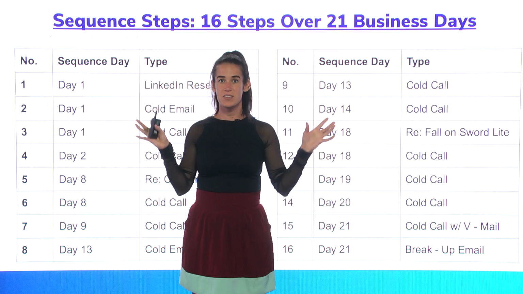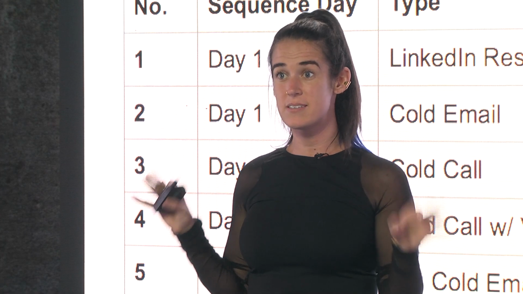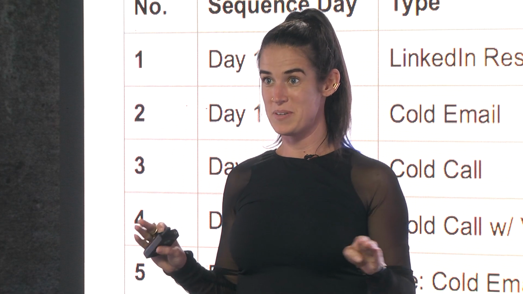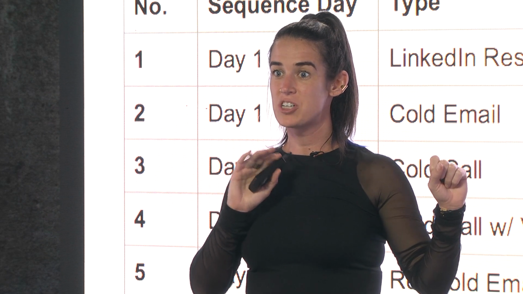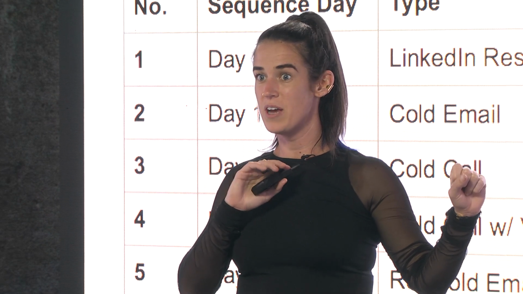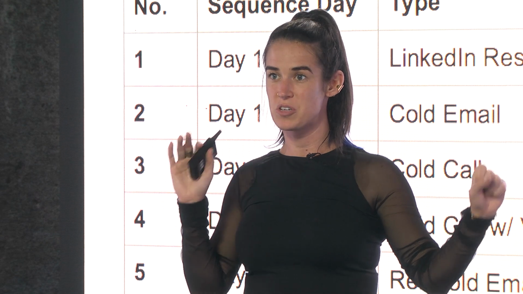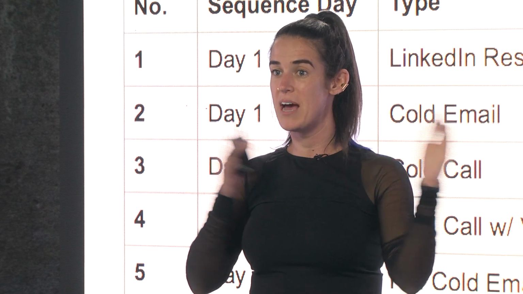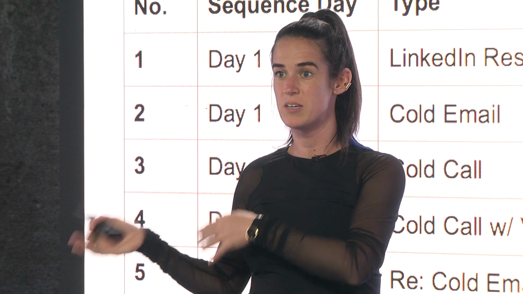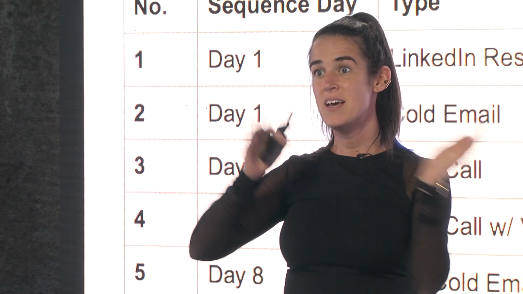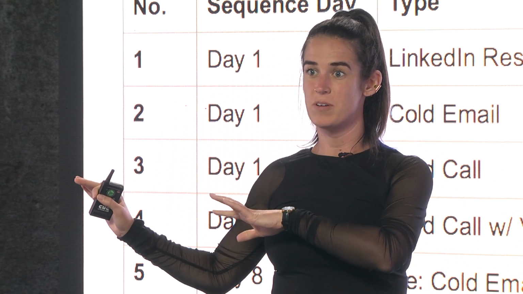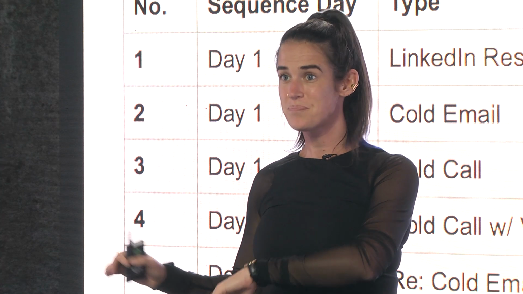So every single sequence that I have is going to be 16 steps over 21 business days. And I follow the theory of MJ Hoffman, the author of Why You Now, who talked a lot about his research on when you should reach out to people and how aggressive you should be in terms of the sequences. His theory was that you should be lighter in the front end and more aggressive in the back end of the sequence, whereas reps are normally flipped.